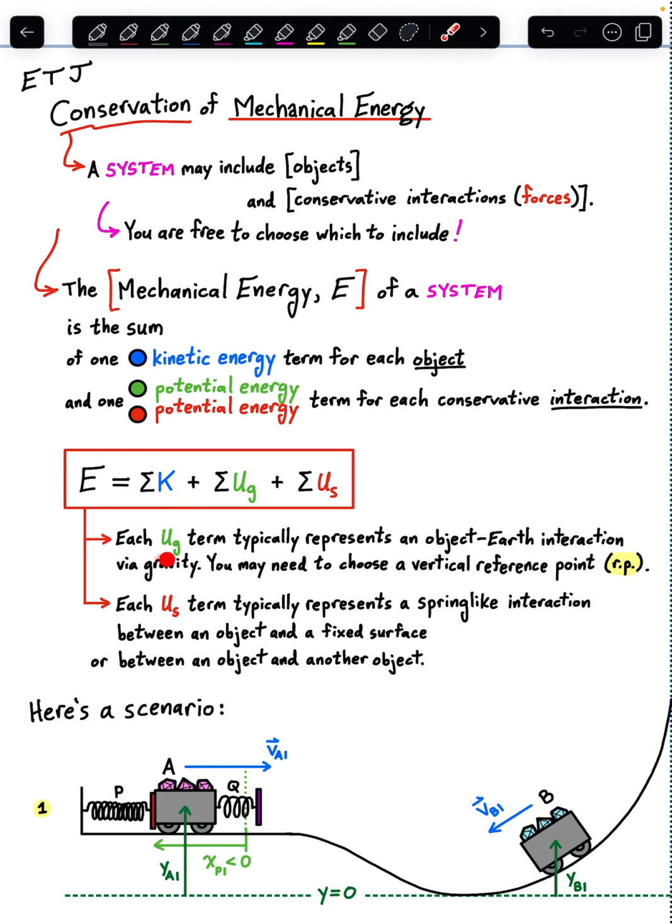Each UG term typically represents an object-Earth interaction via gravity. And you may need to choose a vertical reference point to express gravitational potential energy. Pick a location where y equals 0.